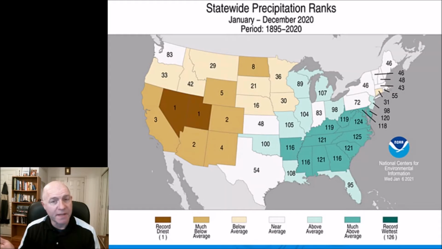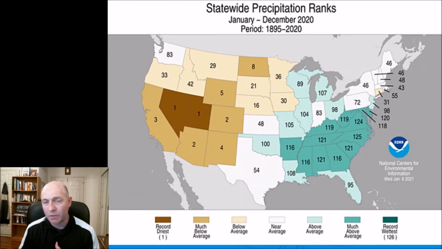And this is also calculated for precipitation, the statewide precipitation ranks. And in 2020, there was a very big difference between the wet year in the southeast and the very dry year in the Intermountain West and in the Great Basin. In fact, that deeper brown you see with the ones in Nevada and Utah indicate that 2020 was the driest year on record in those two states. There's no state that had the wettest year on record, but 124 in Virginia, 125 in North Carolina. These are showing you that these were the second and third wettest years on record.